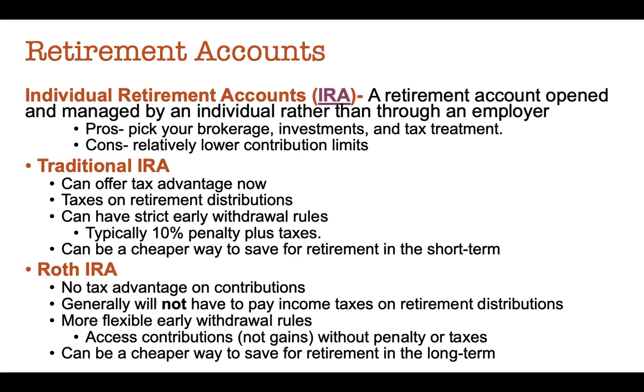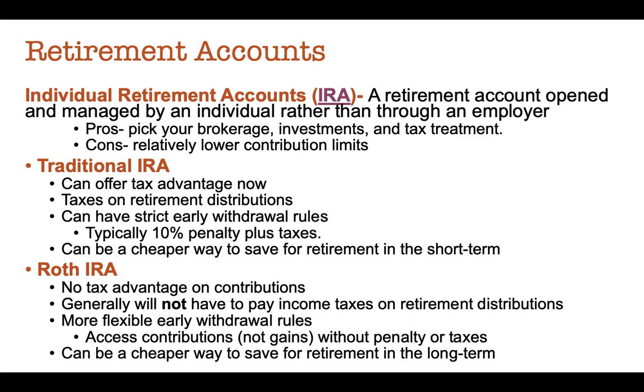And the downside of IRAs is they have relatively lower contribution limits. So I think with 401ks, it's about $19,500 for 2020. For most people, it's $6,000 for IRAs. So significantly lower contributions.